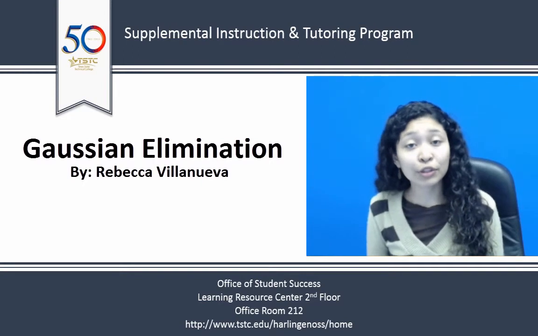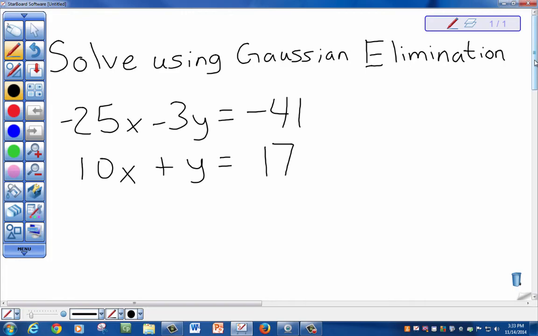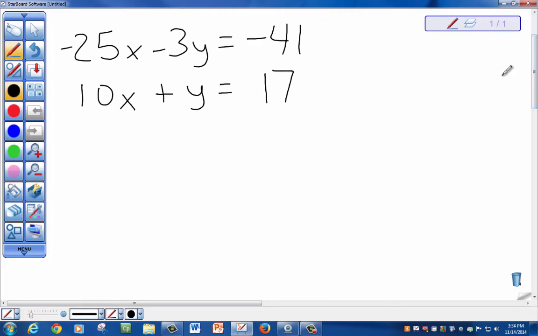In this video, I'm going to show you how to solve a matrix using the Gaussian Elimination method. In here, we are given two equations where we have our x's, our y's, and our number. We actually want our numbers to be aligned to each other. In order to solve this, we can go ahead and change our equations to a matrix.